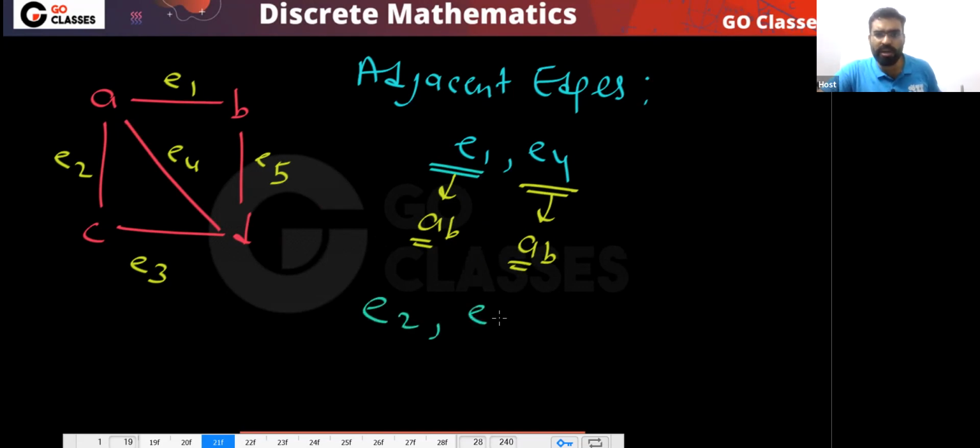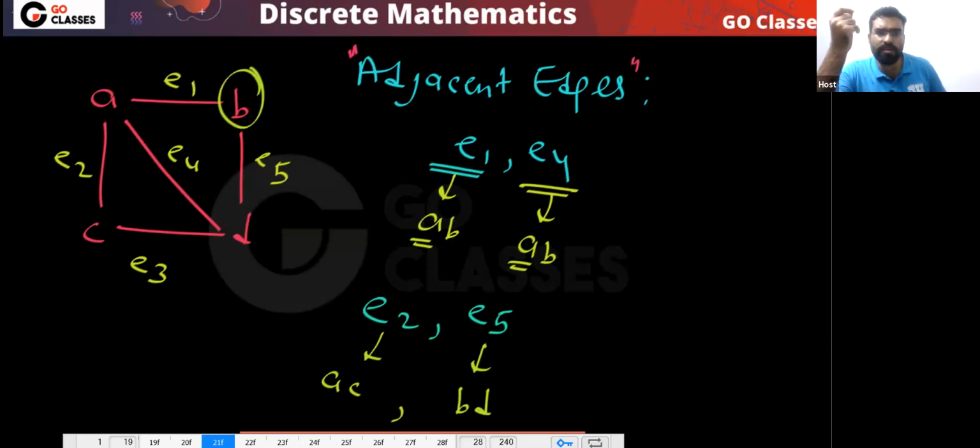What about E2, E5? Remember, E2 is AC and E5 is BD. They are not sharing any common endpoint. There is no common endpoint. Okay, very simple. So two edges are adjacent, this definition we have already seen in the first class of graph theory. Adjacent edges means they share a common endpoint. For example, I can say that E1, E5 are adjacent because they share this common endpoint B.